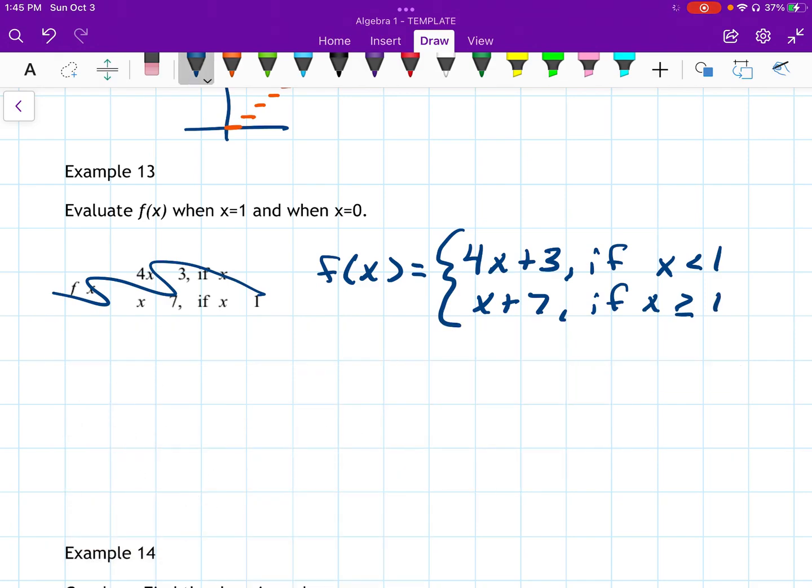So there's our function f, and it says to evaluate it when x is 1 and when x is 0. So looking here, we'd have f of 1, that's whenever I plug in 1. Before I plug in, I have to decide, am I going to plug into the top part or the bottom part? 1 would belong to this one because it says x is greater than or equal to 1. So I plug into that bottom piece and it'll be 1 plus 7 equals 8.